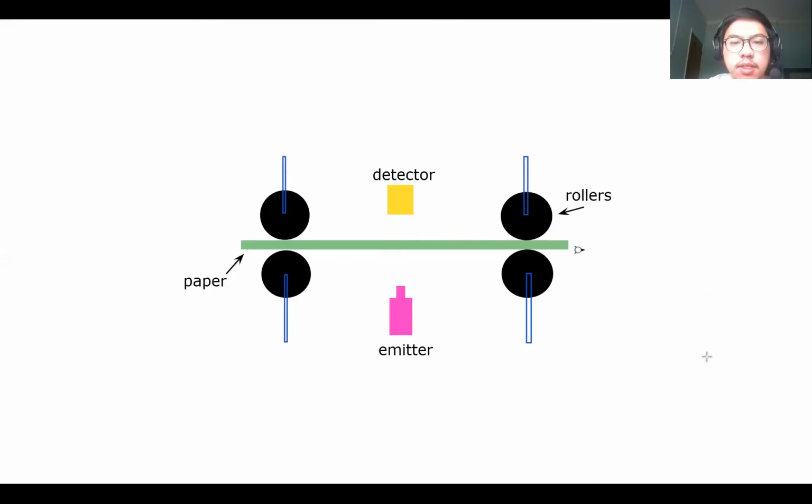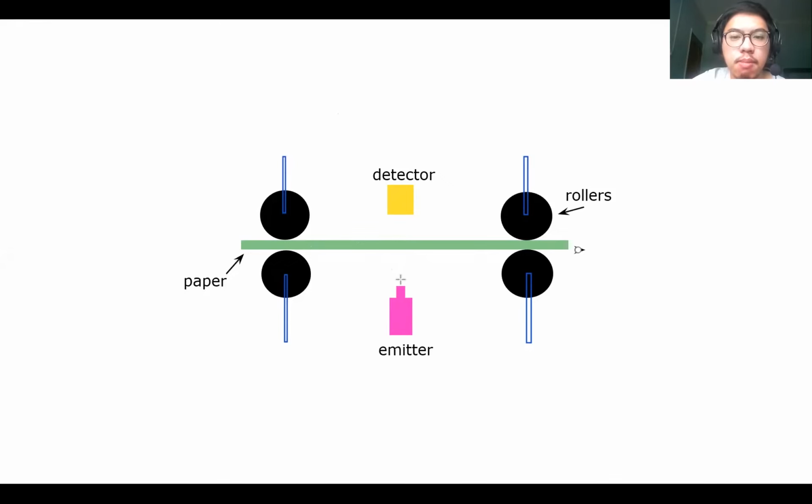Here I have a simple diagram of the industrial roller. In this case, we have a few rollers here. These are the black circles that I've drawn. And then you have a green sheet here, let's say that's the paper. This industrial roller is trying to smoothen out the paper and make sure it is at a certain thickness. And we have this pink object here, that's the emitter, and this yellow object here, that's the detector.